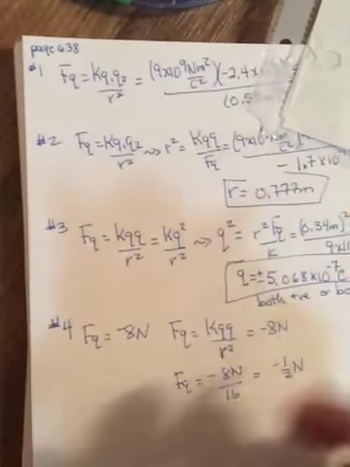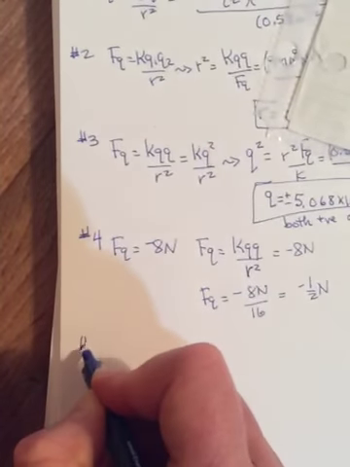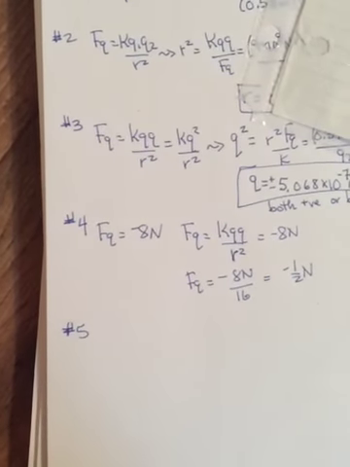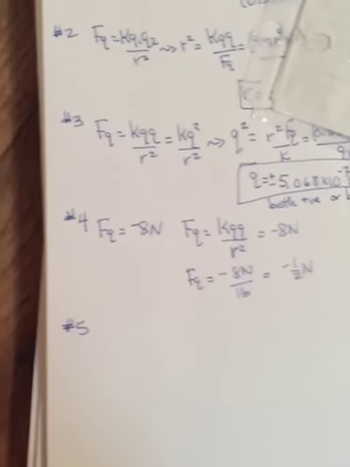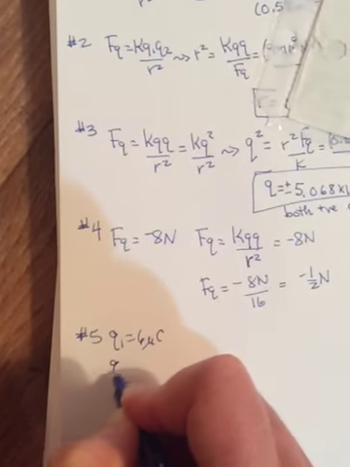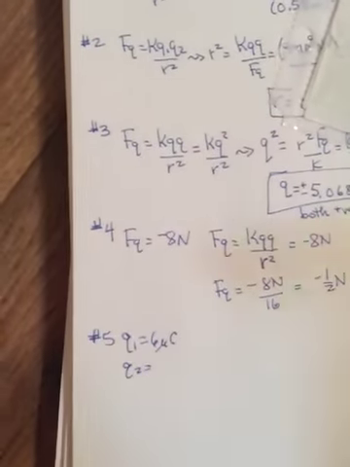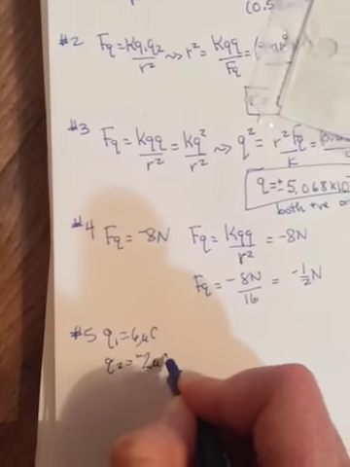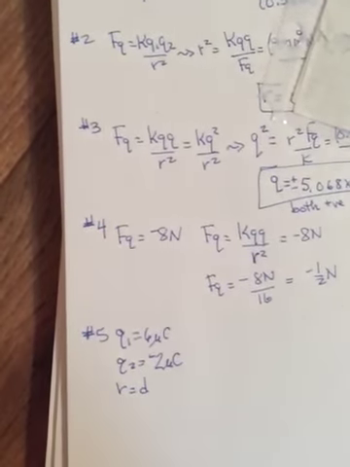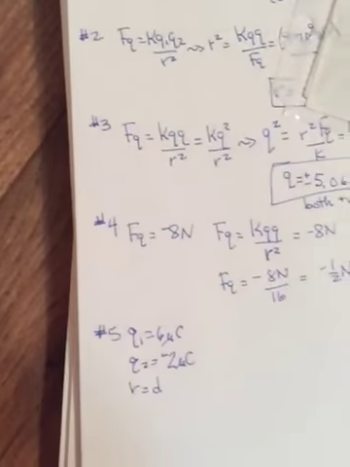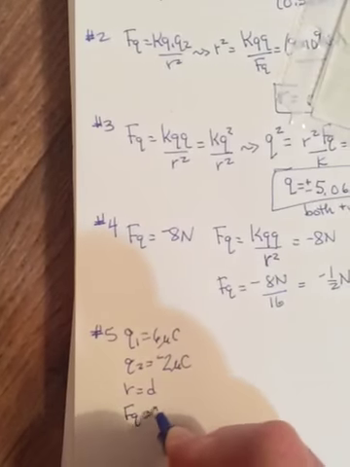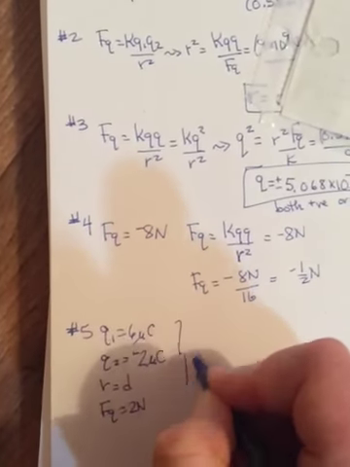Okay? All right, number 5 says, two identically charged objects have charges of 6 microcoulombs, Q1, 6 microcoulombs, and negative 2 microcoulombs when they are placed some distance d apart. So R is equal to d. Their force of attraction is 2 newtons, so FQ is 2 newtons. So we can find what d is, right?